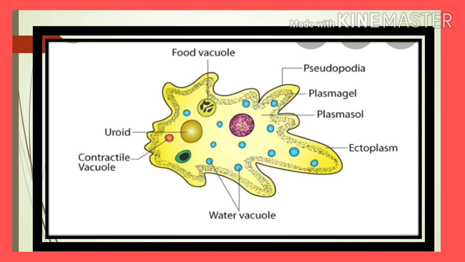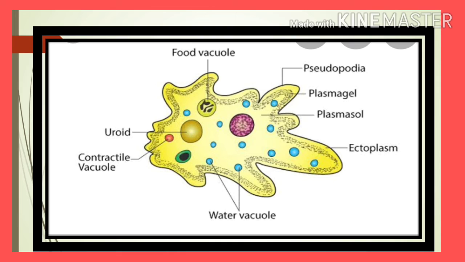If you see the structure of amoeba, there are a number of parts present here: food vacuole, uroid, contractile vacuole, water vacuoles, ectoplasm, plasmagel, and pseudopodia. So you already know that amoeba is shapeless, irregular in shape.